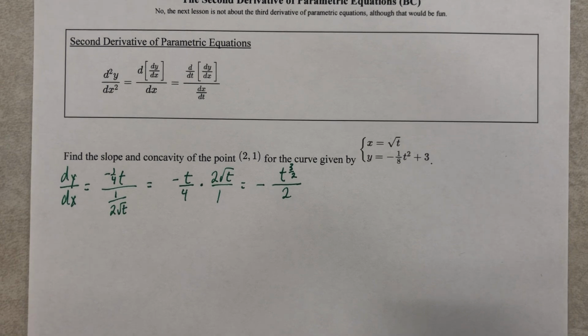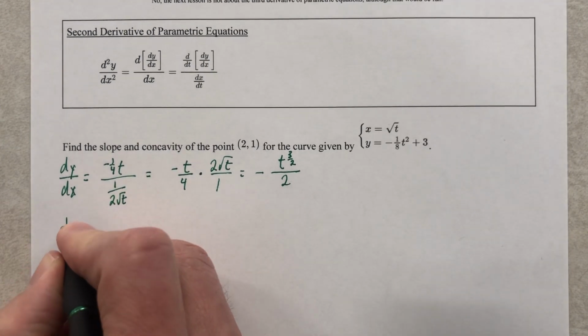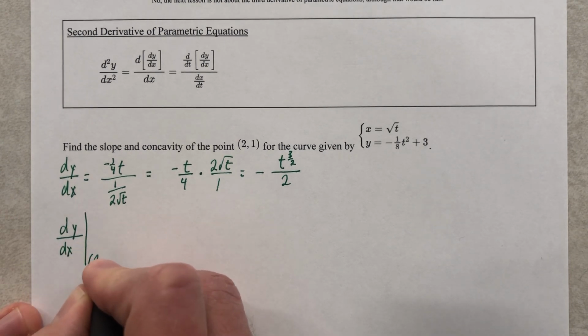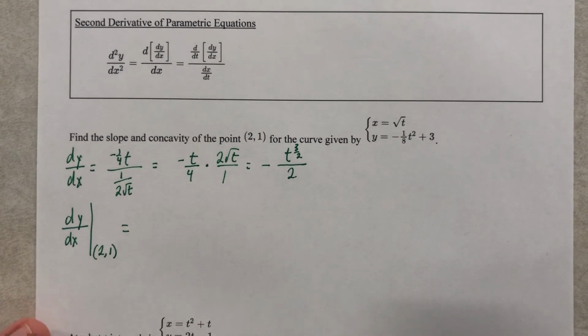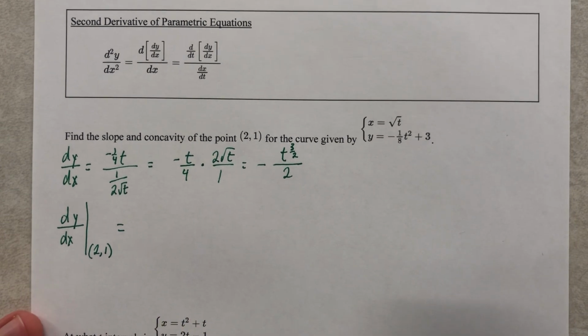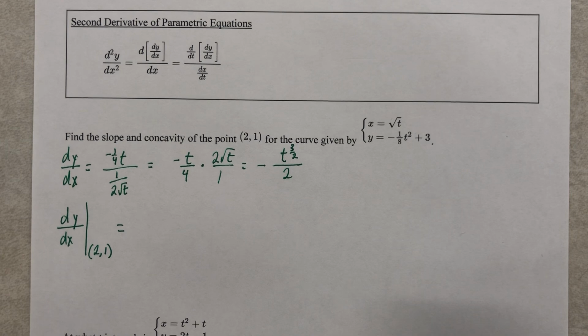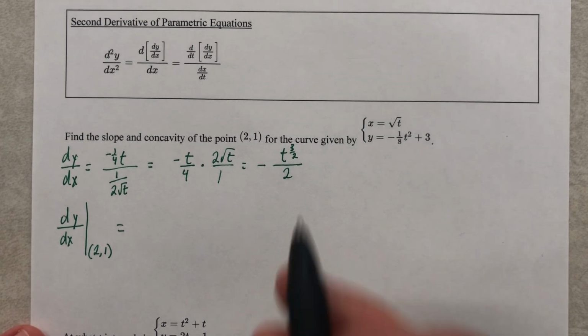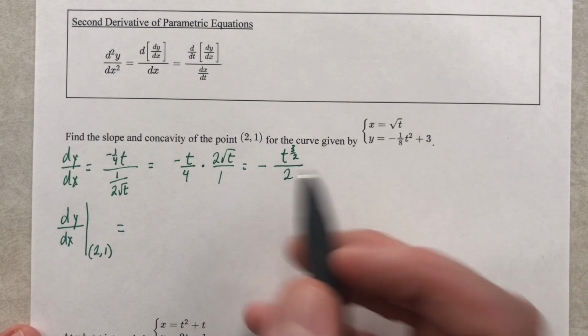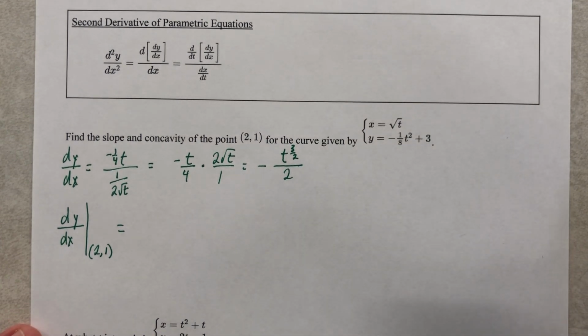Well, I want to find the slope at a specific point. And that's going to happen at (2, 1). So you might think, well, I'm going to plug in 2 for every x and 1 for every y. But what I really need to know is the t value, because this is my derivative. This is my first derivative. And if you're like, whoa, there's too much in this lesson already, I hear you.